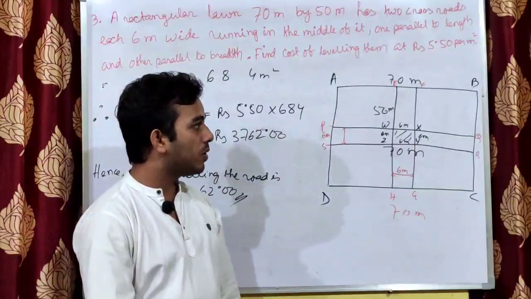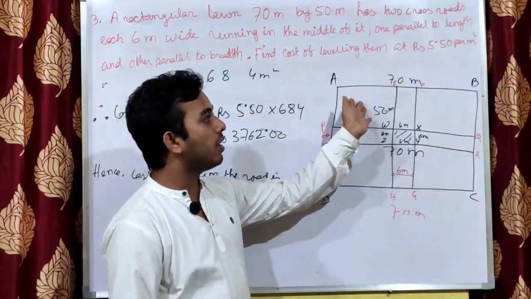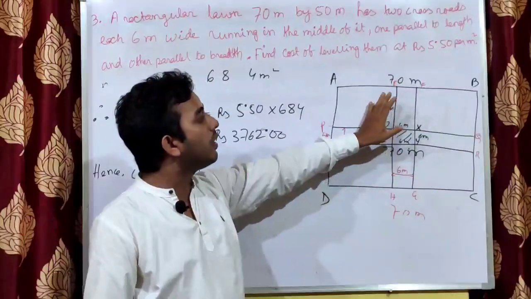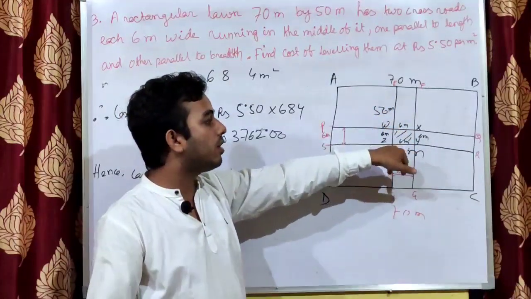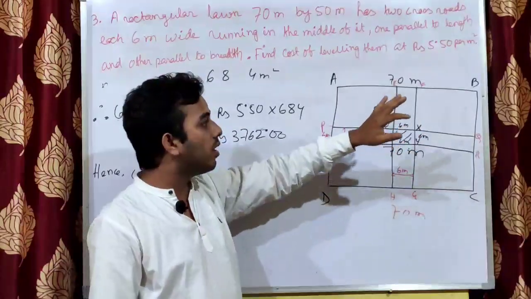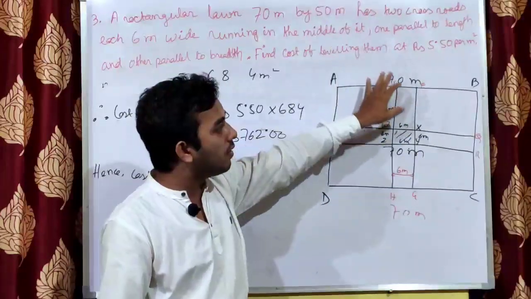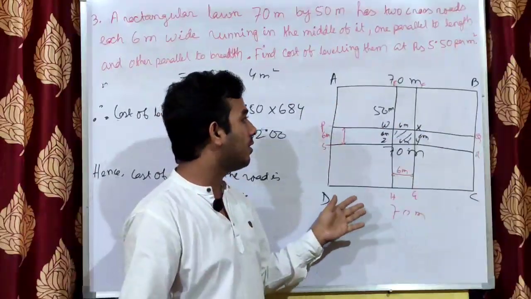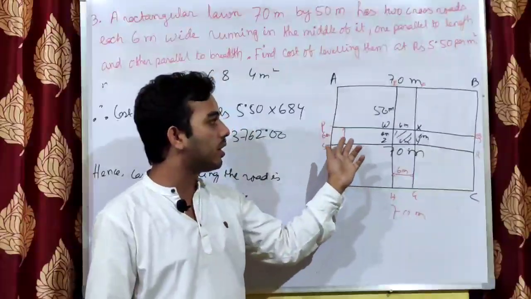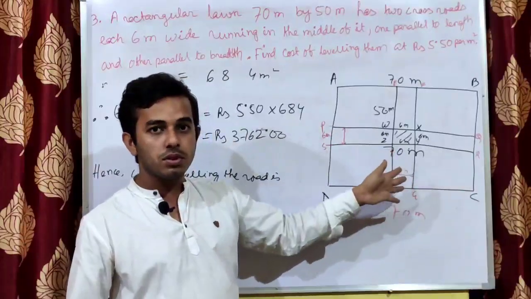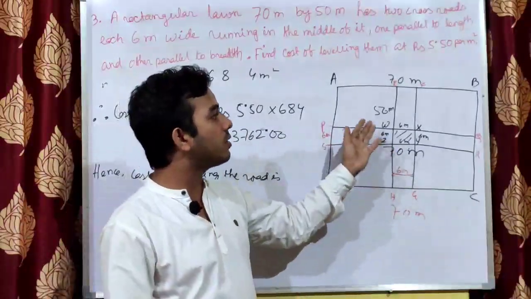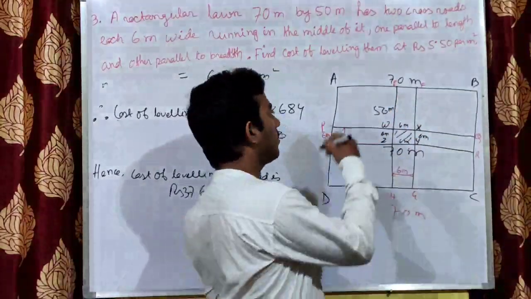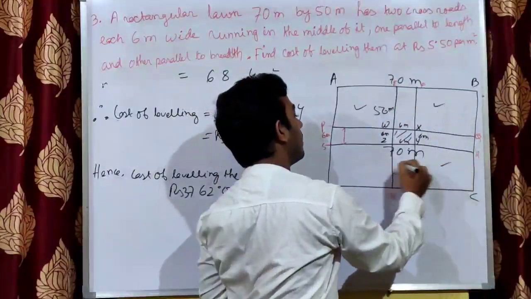Now if the question asks that we have to find out area of the remaining lawn except the road, what will we find out? We will find out area of lawn, that is area of ABCD. Then we have to subtract area of these two roads. So if we subtract area of both the roads, we can find out area of these remaining parts, right? This part, this part, this part, this part.